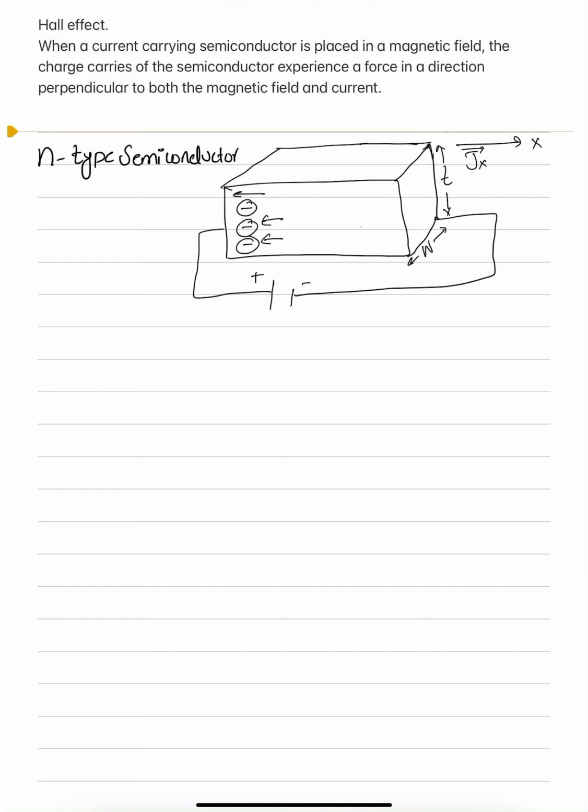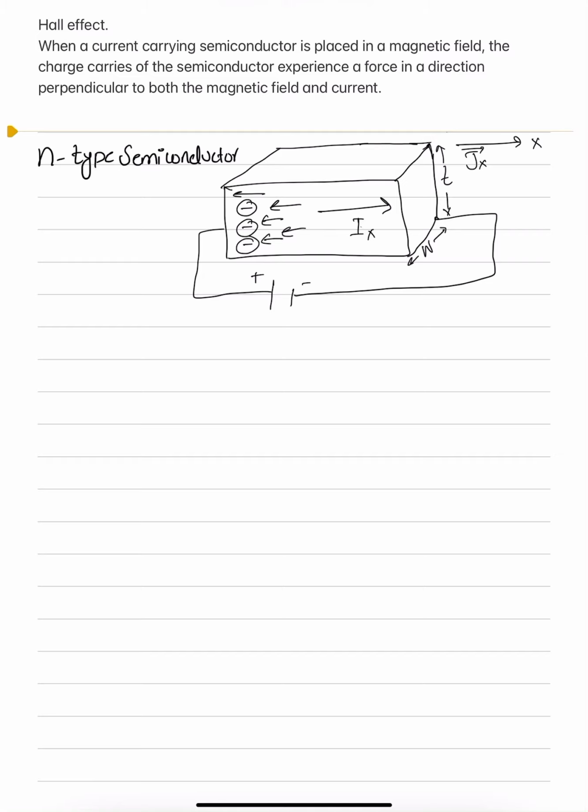Then the charge carriers of the semiconductor experience a force in a direction perpendicular to both the magnetic field and the current. Suppose that we have a current carrying conductor, and if this is an n-type semiconductor, then electrons are moving in this direction, so current will be in that direction. So Ix is the direction of the current. Suppose that we put this current carrying semiconductor in a magnetic field.